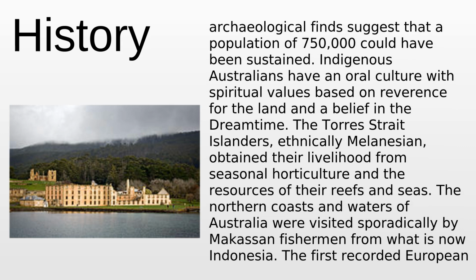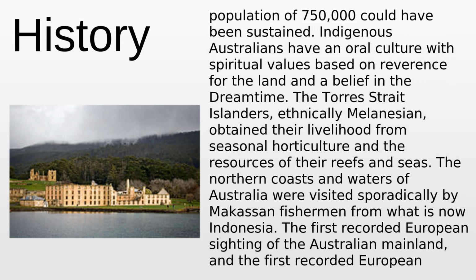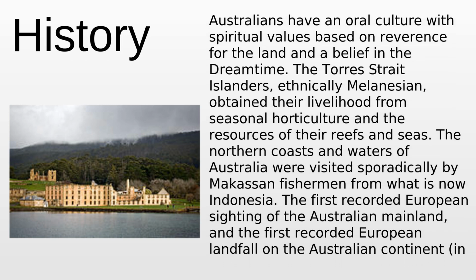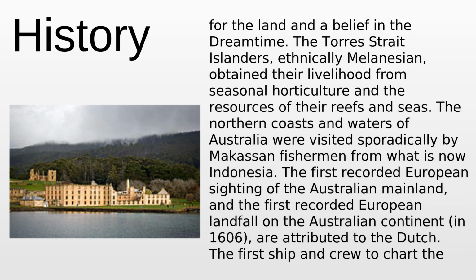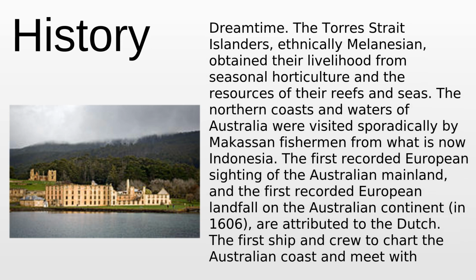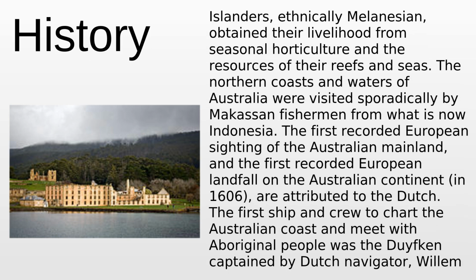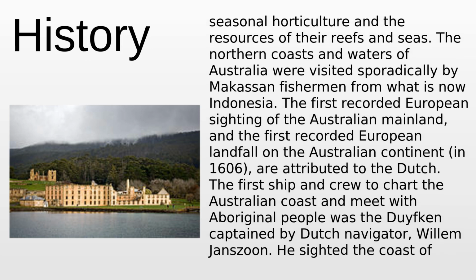Indigenous Australians have an oral culture with spiritual values based on reverence for the land and the belief in the Dreamtime. The Torres Strait Islanders, ethnically Melanesian, obtained their livelihood from seasonal horticulture and the resources of their reefs and seas. The northern coasts and waters of Australia were visited sporadically by Makassar fishermen from what is now Indonesia.